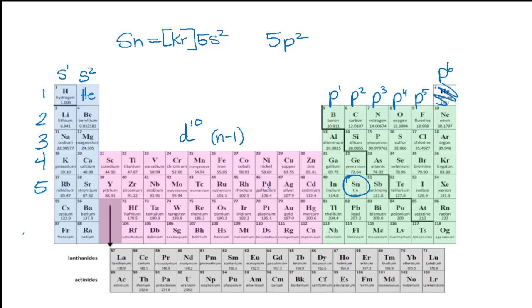Remember, these are N-1, so because I'm in period 5, these are the 4d, and I need all 10 of them to get all the way across this row. That brings me to the 5p, and as we said, I need 2 of them. Again, if I want to do the orbital filling diagram, 1 line for the S, up, down, 5 lines for the D, and even though we draw the up arrow first, it won't make a difference because these are all filled. And then 3 lines for the P, and I need 2 up arrows. You can do half arrows or normal arrows, it doesn't make a difference. This is the electron configuration for tin.